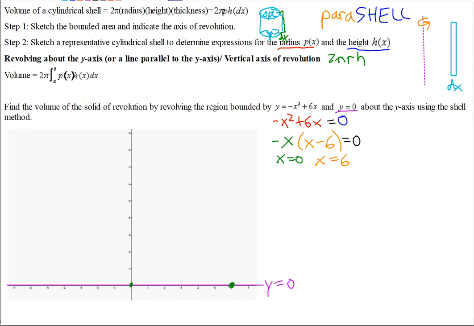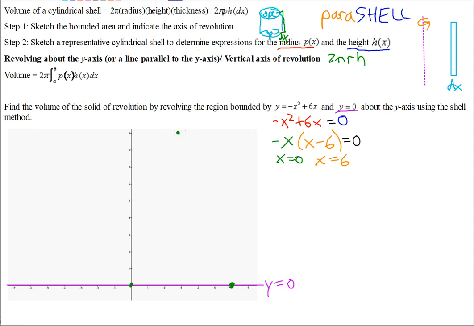Or if you just recognize, notice this is a parabola. The highest exponent is 2. It's got a negative, so it's a parabola that opens down. And we know it crosses through these 2 points. So the vertex would have to be, because of the symmetry of a parabola, right smack in the middle at 3. If you plug in 3 real quick, you get negative 9 plus 18, which gives you 9.